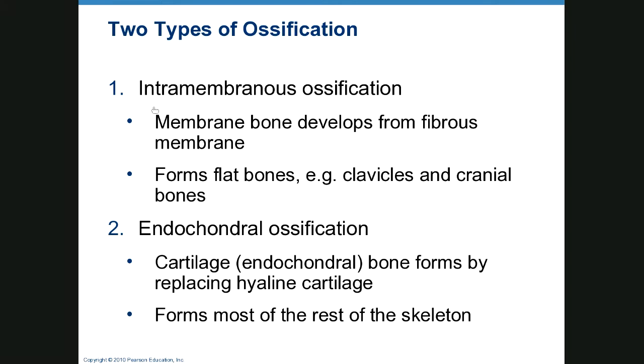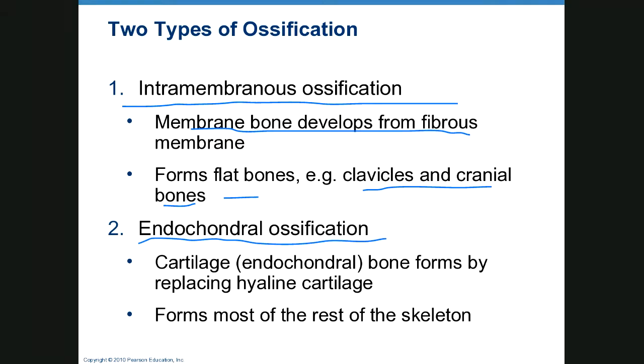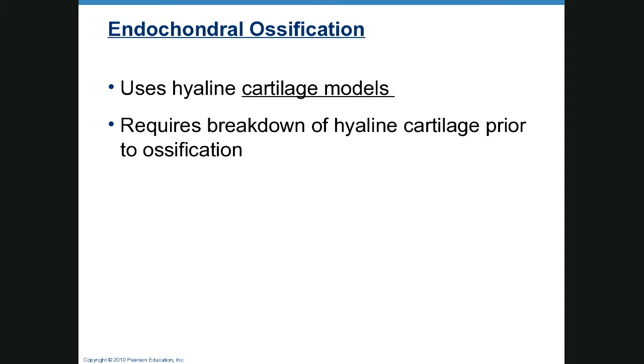Types of ossification: intramembranous ossification is for formation of your flat bones, cranial bones, clavicle, that type of thing, sternum. And you actually have a membrane that develops, a fibrous membrane, and the bone develops from that. Now, endochondral, look at the word chondro, means cartilage, cartilage is replaced by bone. So hyaline cartilage is a precursor to most bones. Most of the skeleton is formed by endochondral ossification. Now, it uses cartilage models, and you get breakdown of hyaline cartilage.